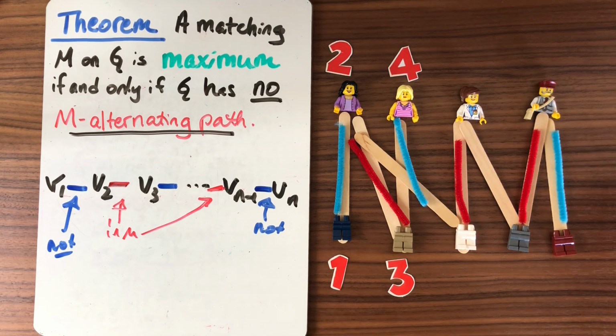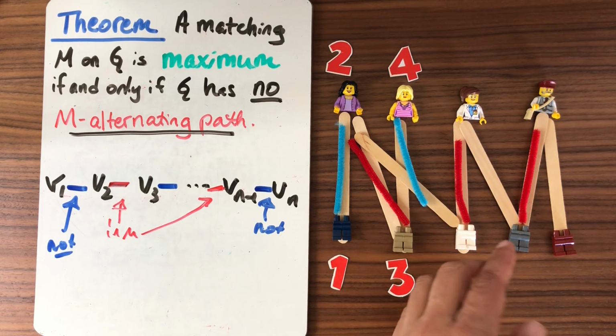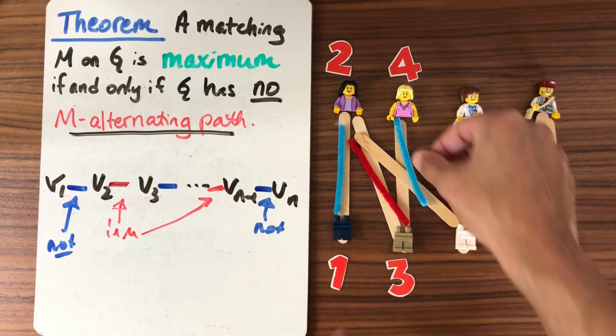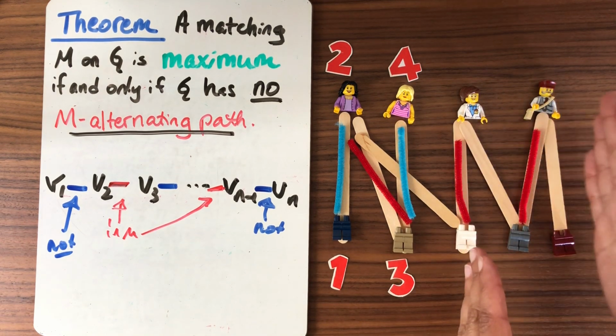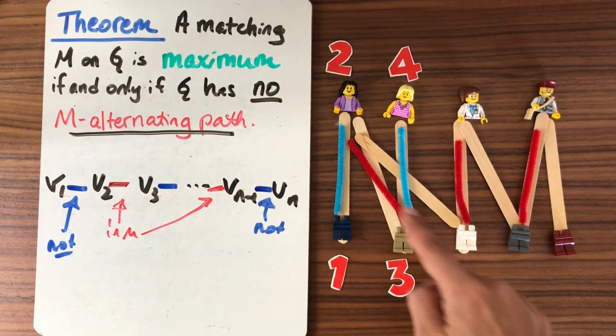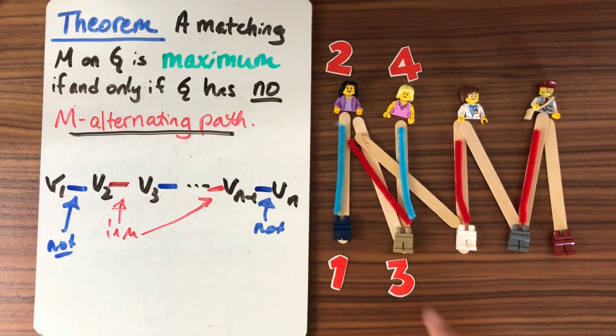So here, let's ignore this guy, because these guys are actually pretty well matched, but these guys aren't. So I could take a piece of my matching. It doesn't have to be with the whole thing. So I'm going to ignore this part for now, and I'm just going to look here. There is an M alternating path. It goes blue, red, blue.